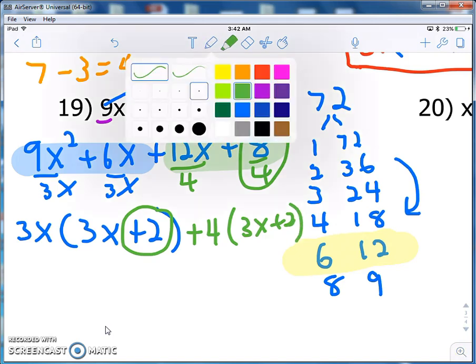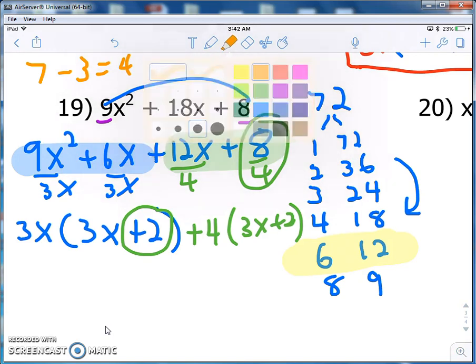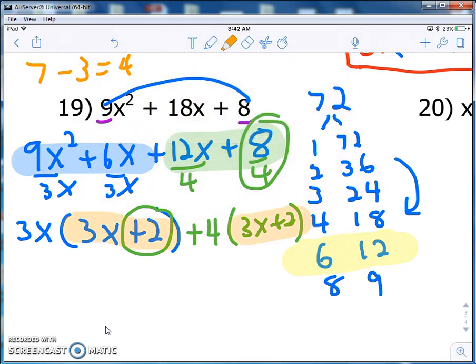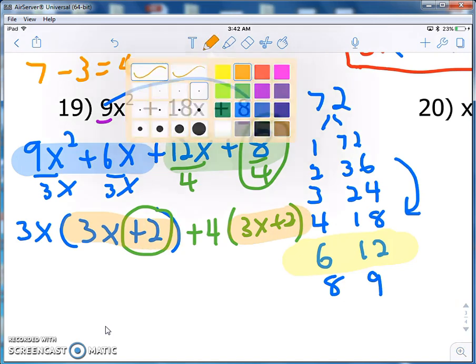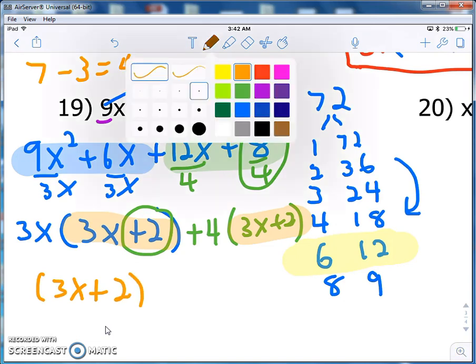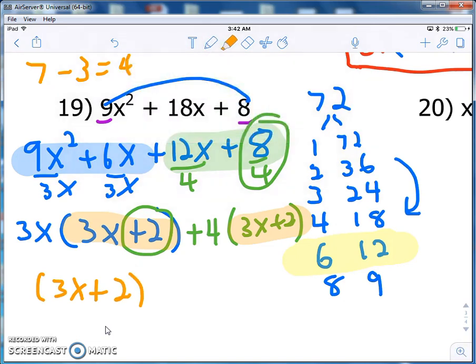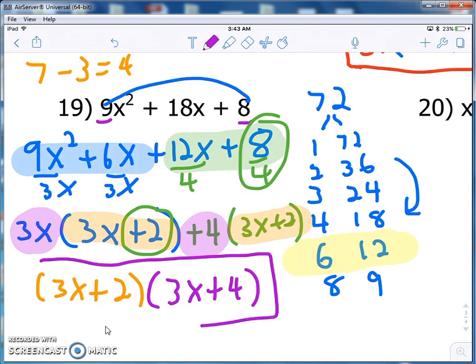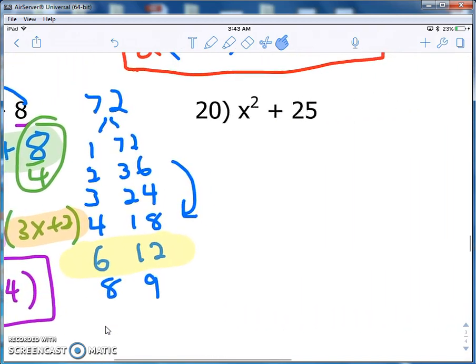And now we have our common parentheses. 3x plus 2 is our common parentheses, so I write that one first. And the second set of parentheses is 3x plus 4. So we get 3x plus 4, and there's your factorization. Alright, moving on.